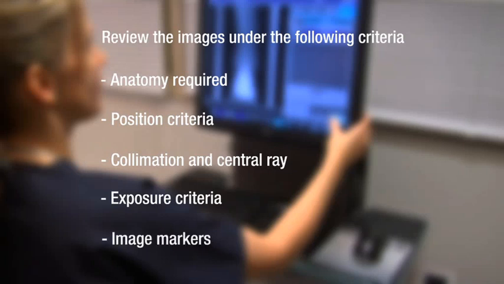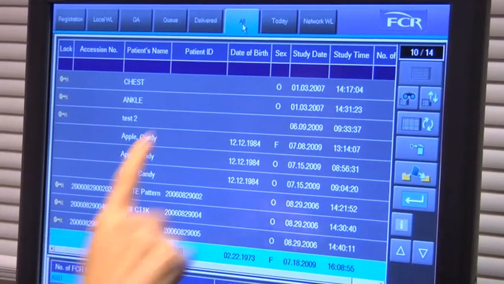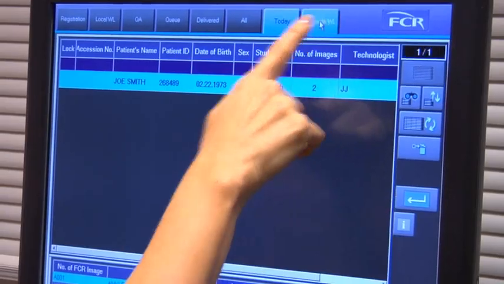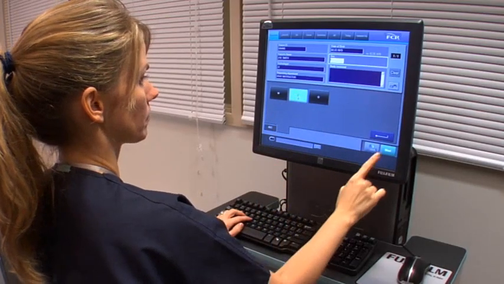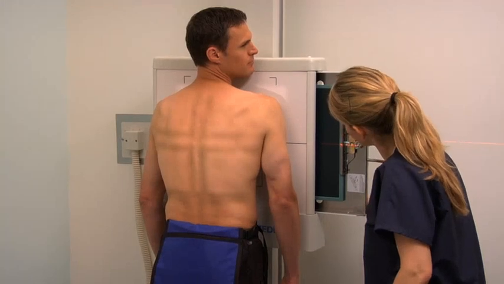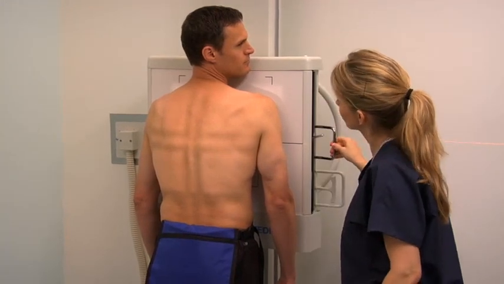Image markers: anatomic side markers, patient position markers, or time markers are correctly placed. When satisfactory images have been obtained, send the images to the Picture Archiving and Communication System, or PACS. There are a number of different projections that can be used for radiographic imaging.